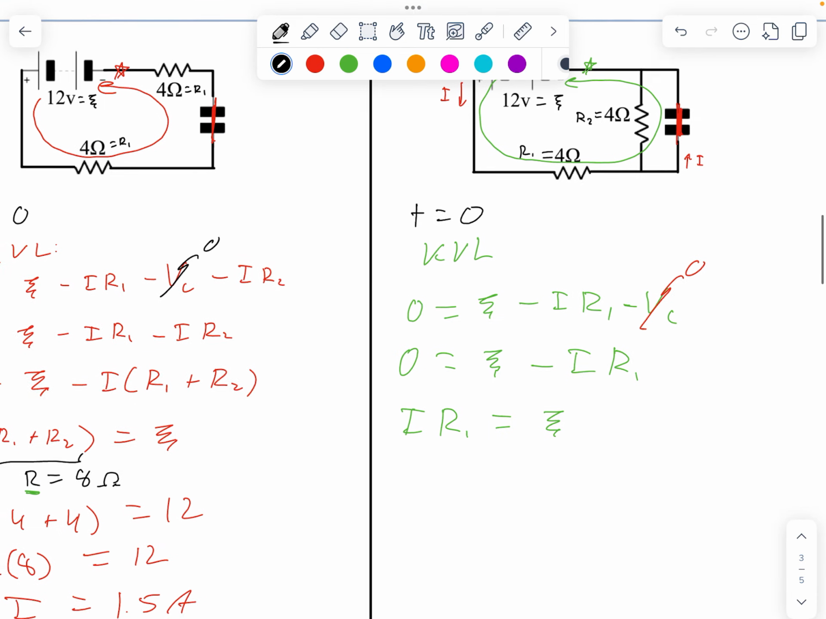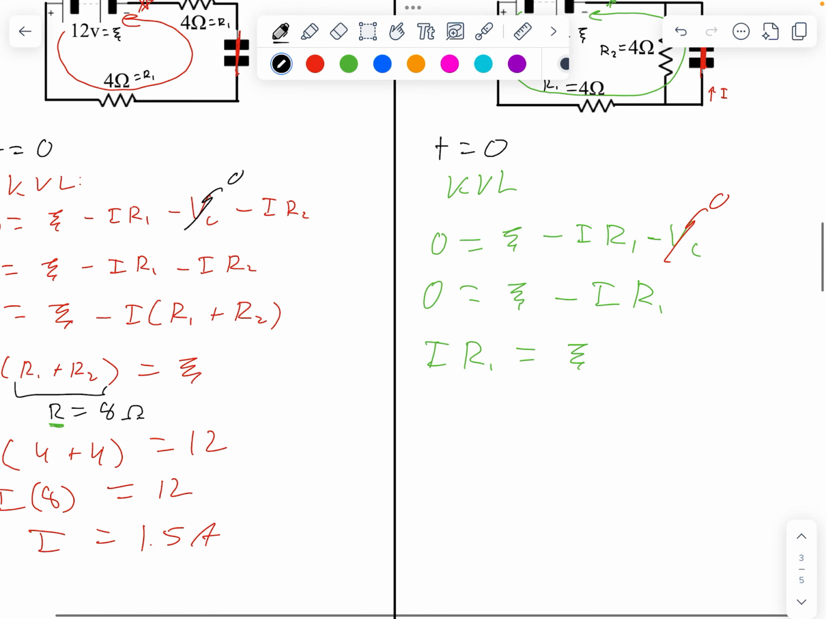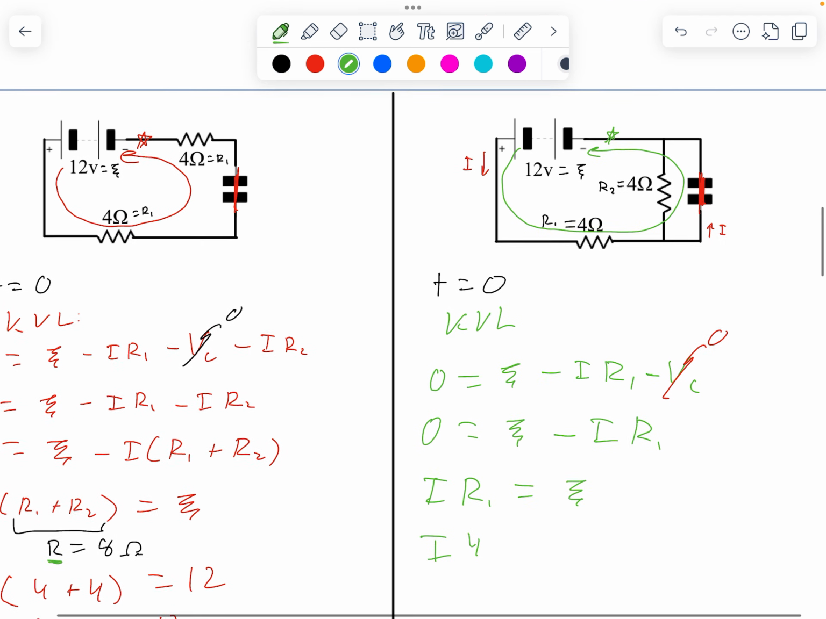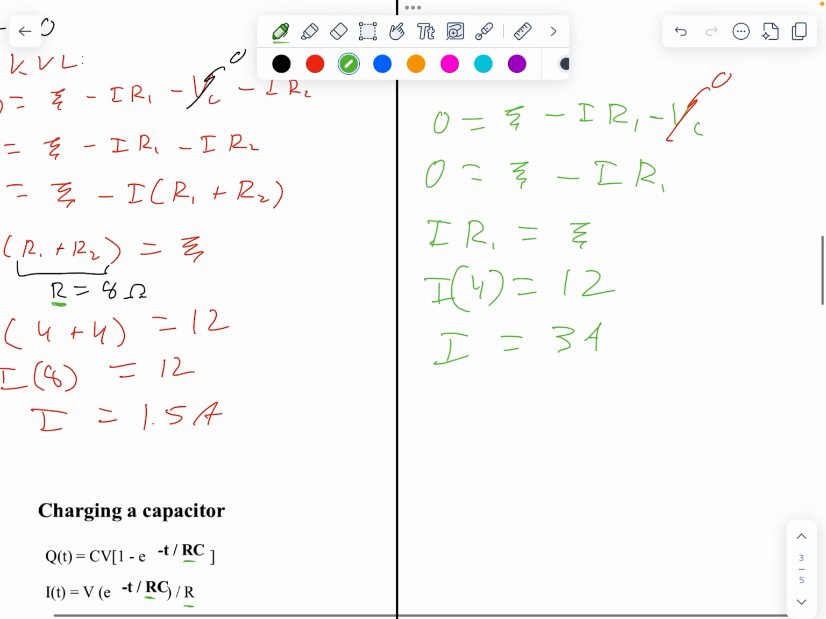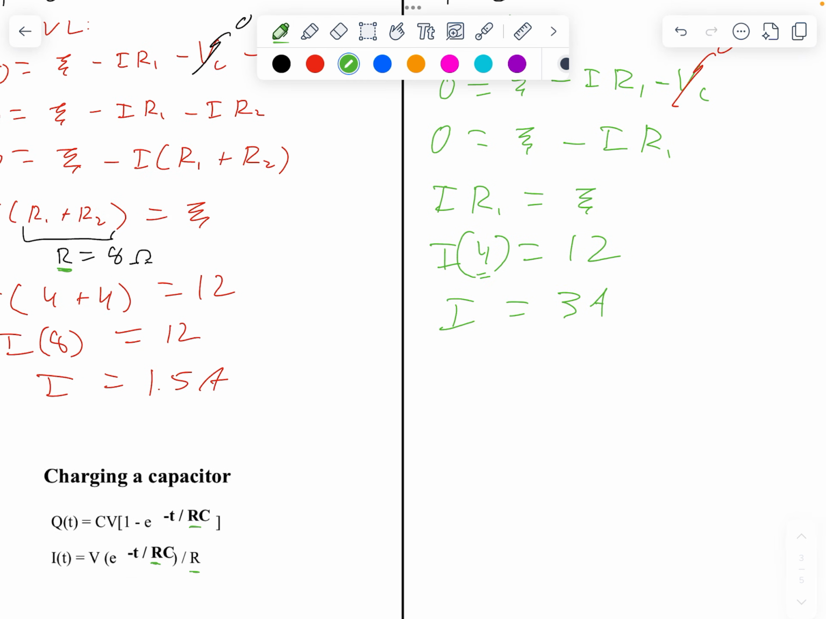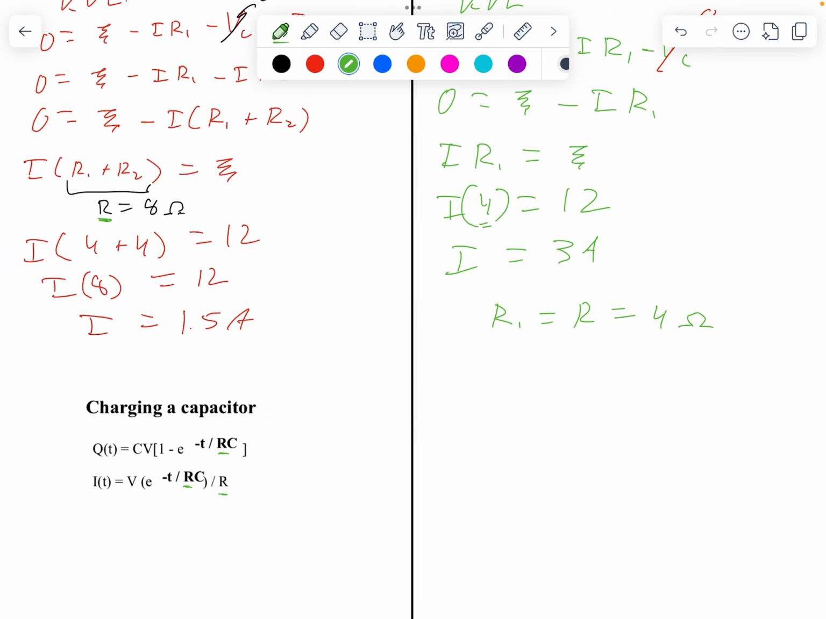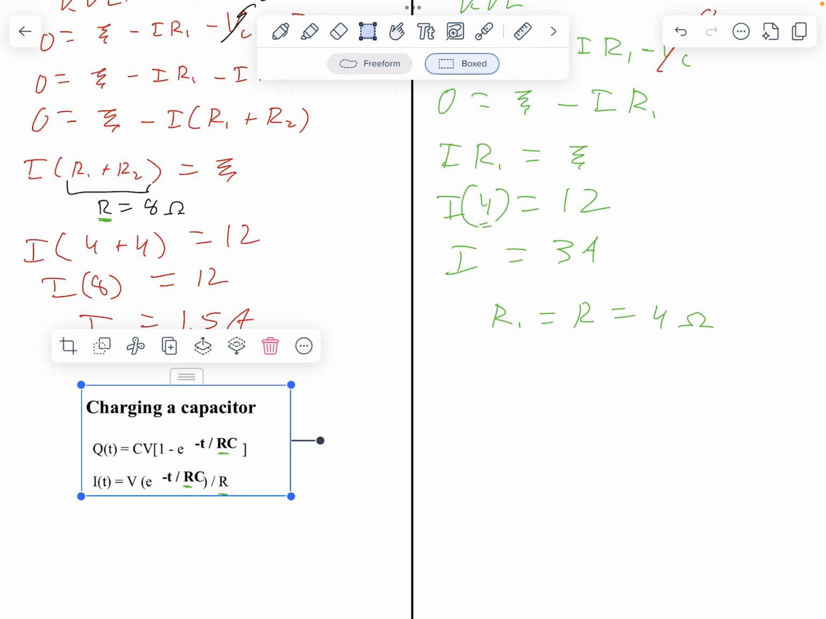On the other side, a little bit different. What's the current? Different circuit. R1 is just 4 ohms. The EMF is 12. So we get 12 over 4 is 3 amps. So we get a higher current. But more importantly, this R here, that R1, that's our R that we put into these two charging capacitor equations.